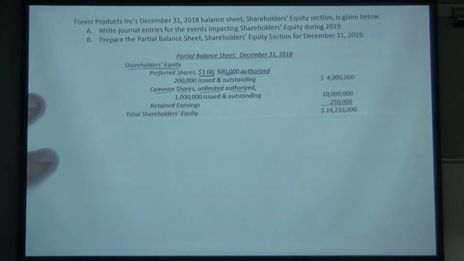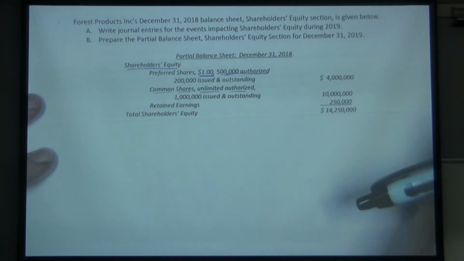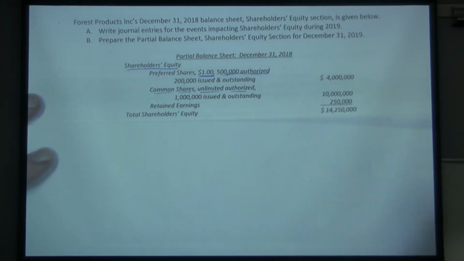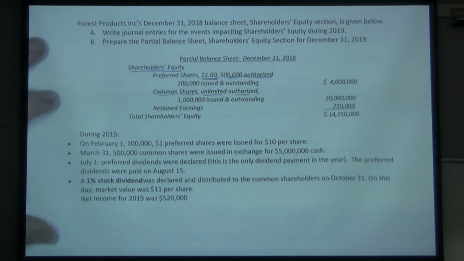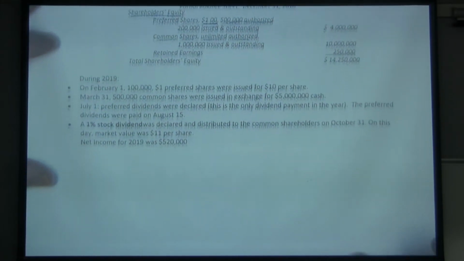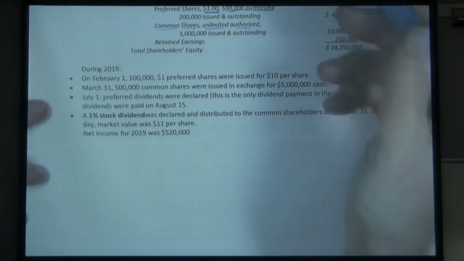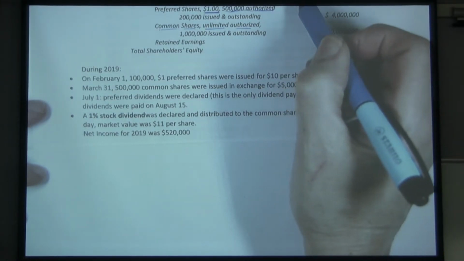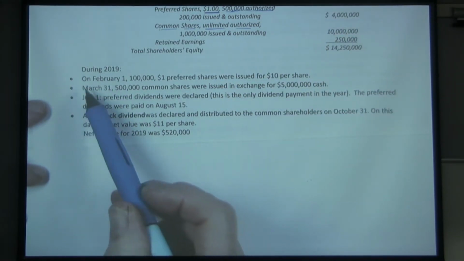What I'd like to do next is show you a few examples of what might happen in this shareholders' equity section and how to write journal entries for various events. We have some examples of things here that might happen in this part of the balance sheet. This balance sheet was as of the end of 2018. In 2019, we have four items.